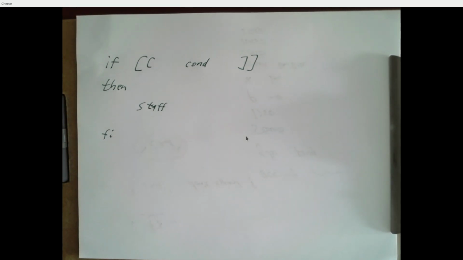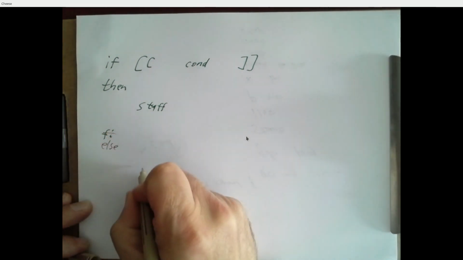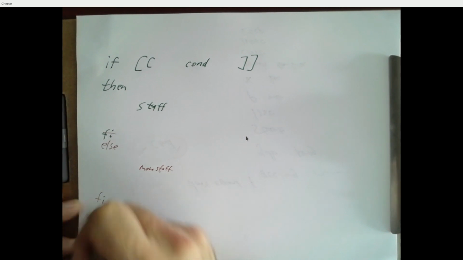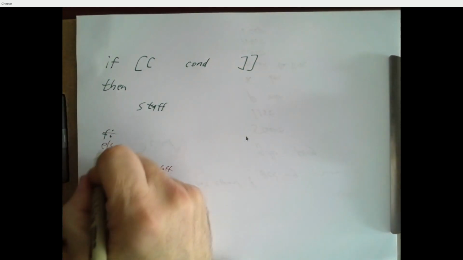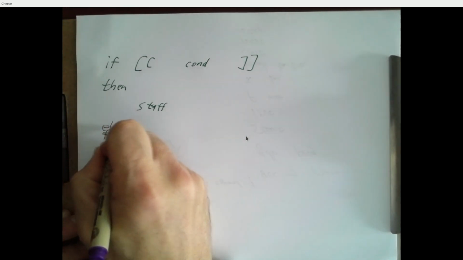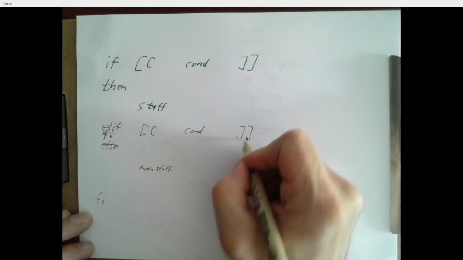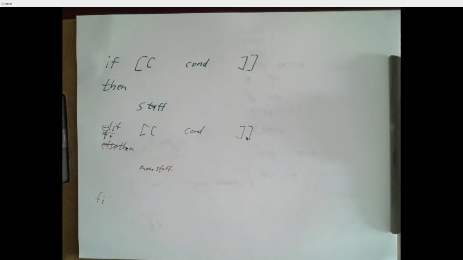And if you want to do an else, you can say else, more stuff, and fi. Or if you want to do an else if, you can say elif, space, double bracket, space, condition, space, double bracket, new line, then, and then more stuff, fi, and so on.